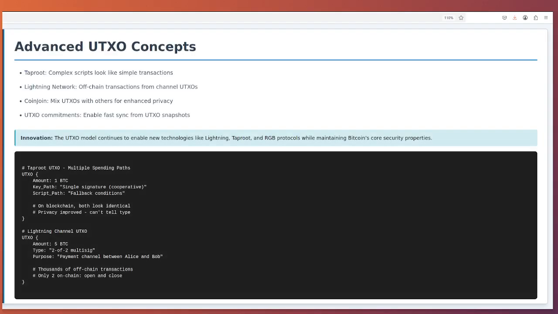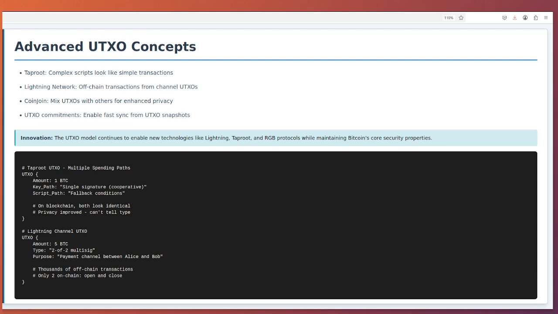Advanced UTXO concepts and future developments. As Bitcoin evolves, the UTXO model continues to enable new capabilities through upgrades and second-layer technologies. Let's explore some advanced concepts.